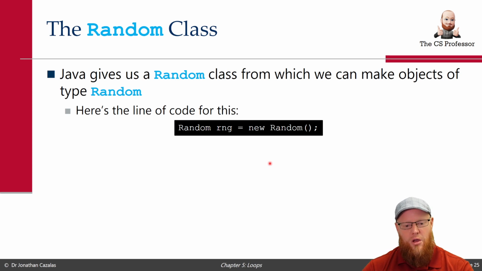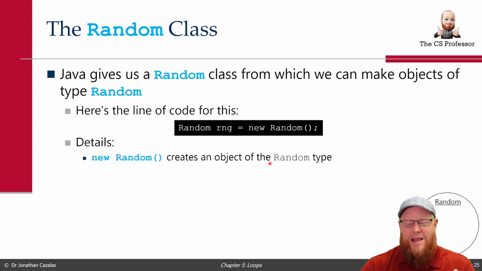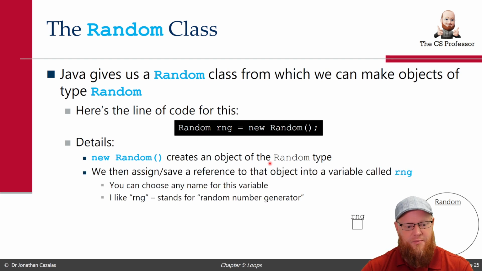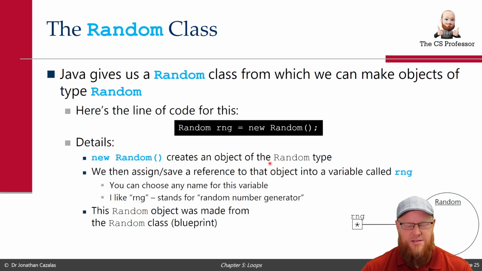And here's the code. Random rng equals new Random. Let's break this down. What actually happens? On the right side of that assignment, it says new Random. This creates an object of type Random. And when we then assign the address of that object into this variable rng, I call it rng, standing for random number generator. Call it whatever you like. rng just makes sense to me.